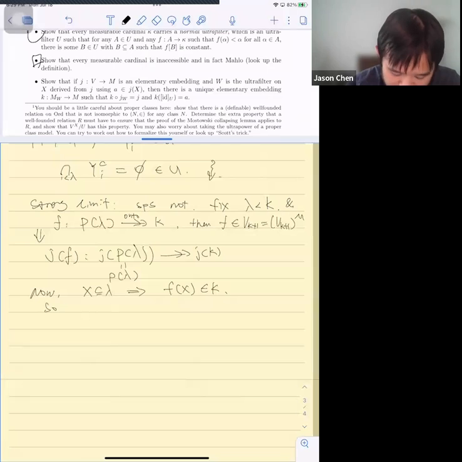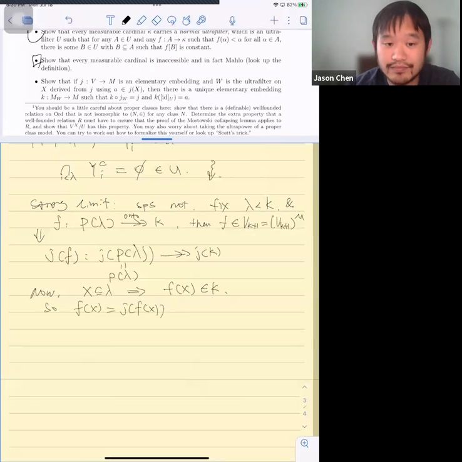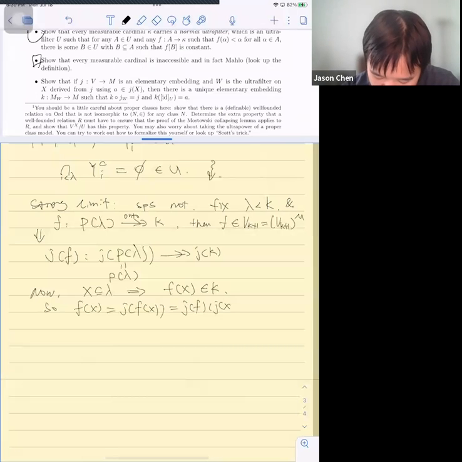It tells us that f(x) is equal to j of f(x), because it's something below kappa. So j is the identity below kappa. But then by elementarity, this is j of f of j of x. But then j(x) is also just x, again by j being the identity below kappa, below V_kappa. So this is actually just that.